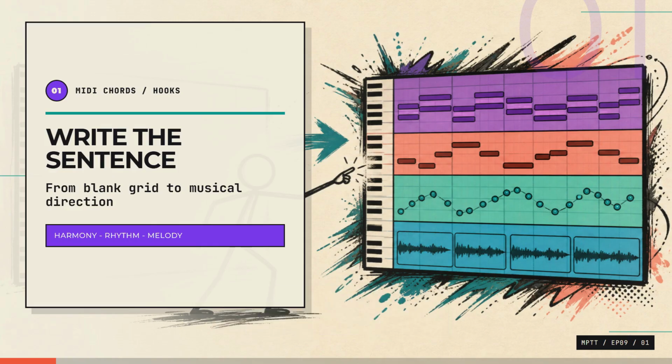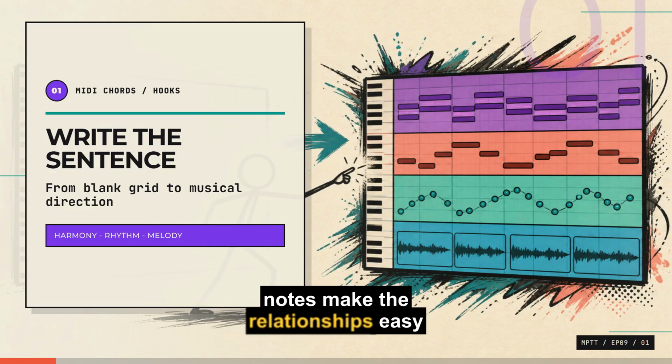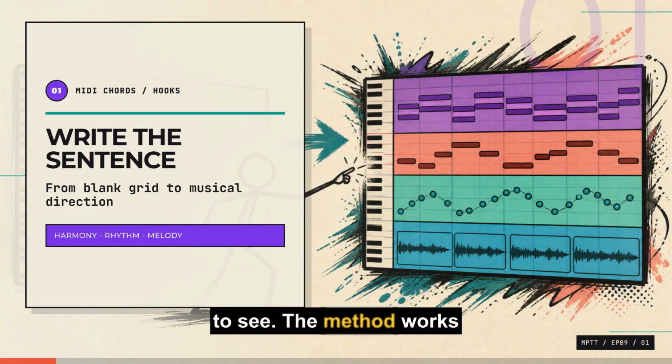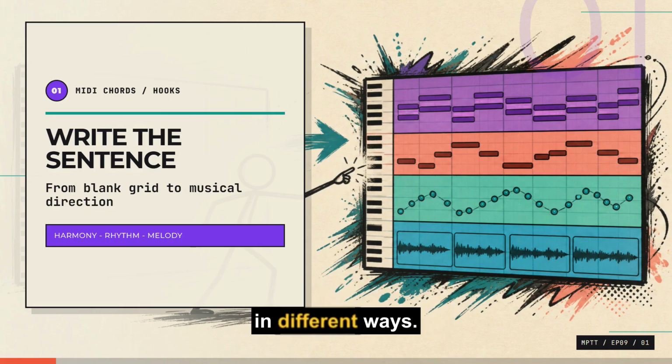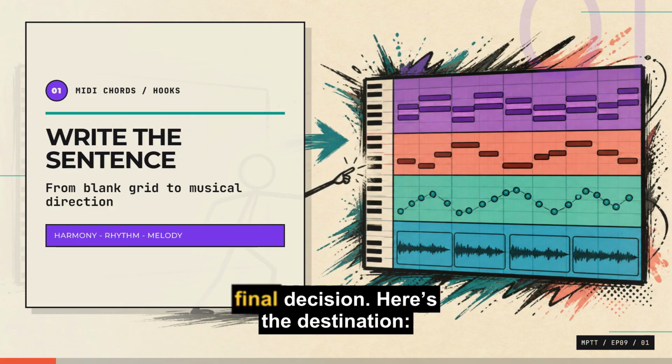The examples use C major because the white notes make the relationships easy to see. The method works in any key, and these are tools, not laws. Different genres use harmony in different ways. Your ears still make the final decision.